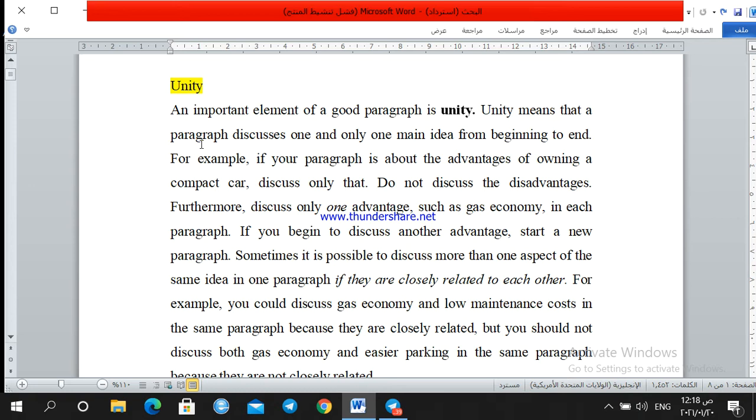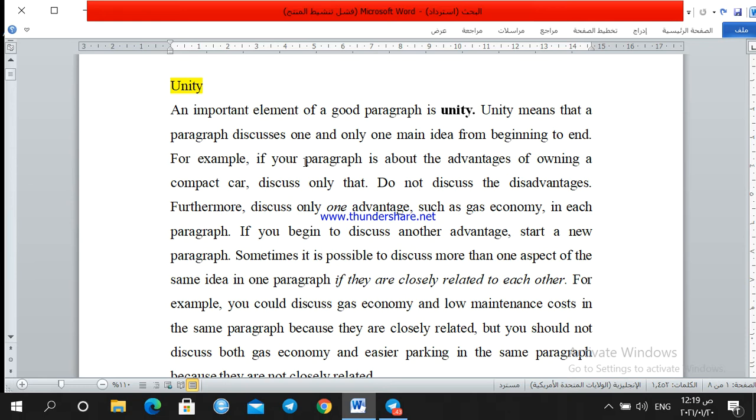Indeed, it is an important element of a good paragraph. And it means that a paragraph discusses one and only one main idea. So when I write, for example, about gold, the whole paragraph is about gold, not silver. No other materials. When I write a paragraph about football, there is no need to mention swimming or basketball or volleyball. When my paragraph is about the advantages of e-learning, there's no need to write the disadvantages of e-learning. So we talk about one main idea.